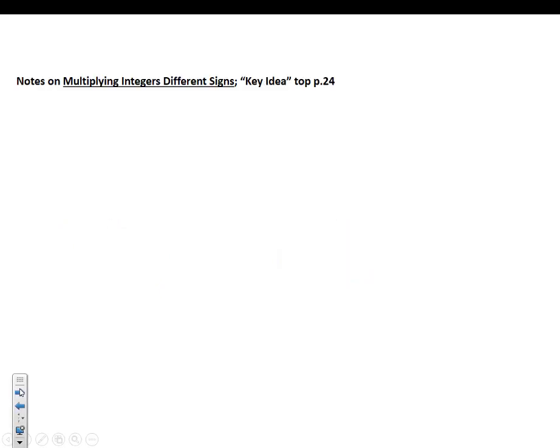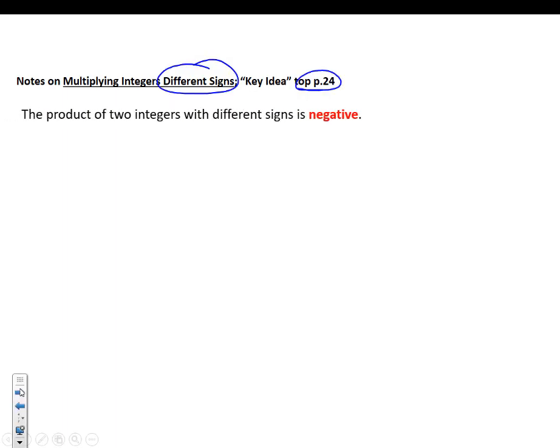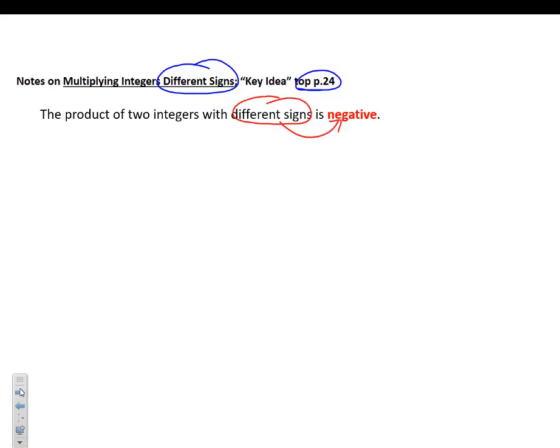Welcome back. Multiplying integers now with different signs. If you have not already written down the notes for multiplying with different signs from the top of page 24, go ahead and do that. Now that you have that written down, you probably wrote this very thing: the product of two integers with different signs will give you a negative product.